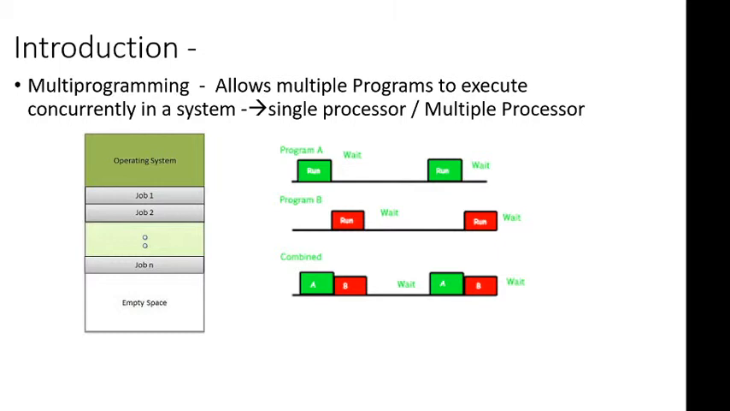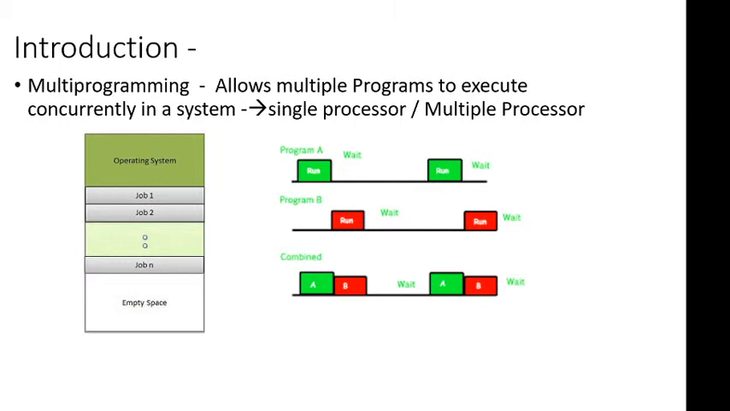Those operating systems that support multiprogramming allow many processes to execute concurrently in a system. So if you've got a system where many processes can run at the same time, that means it's multiprogramming. And that system can have a single processor, or it can have multiple processors. So even in a single processor, you can have concurrent processes. Processes can be executed at the same time.